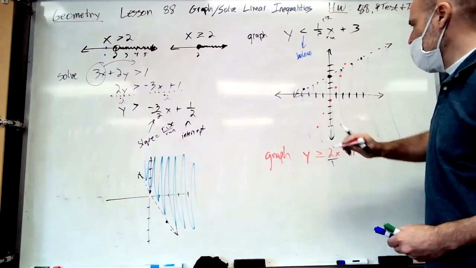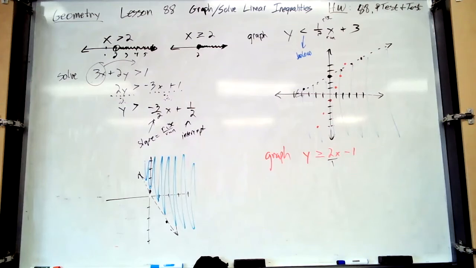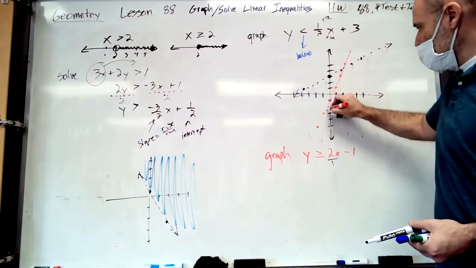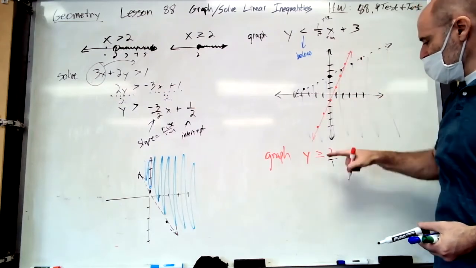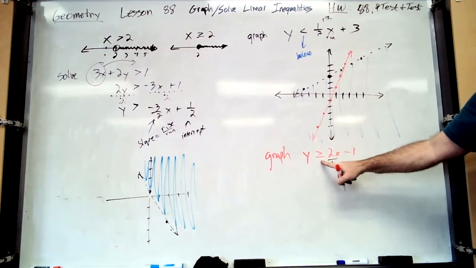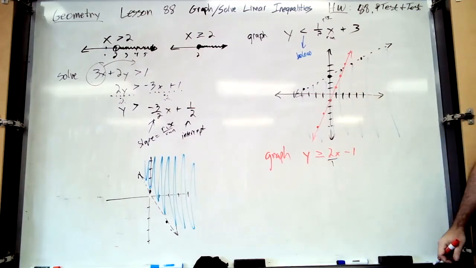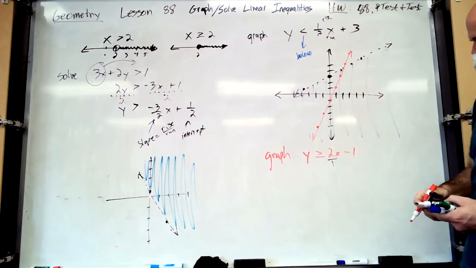All right, now what do we do with that line? Would it be an actual line? Yep, since it's a solid line because it's greater than or equal to. So that's easy to remember because if there's a line under it, there needs to be a line on the graph. All right, now where do we shade?